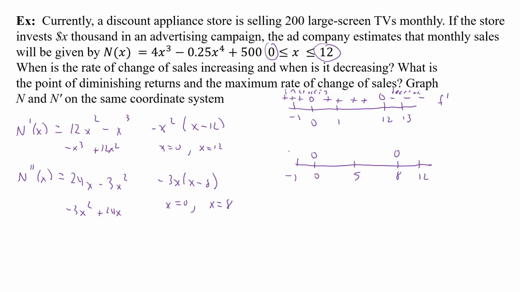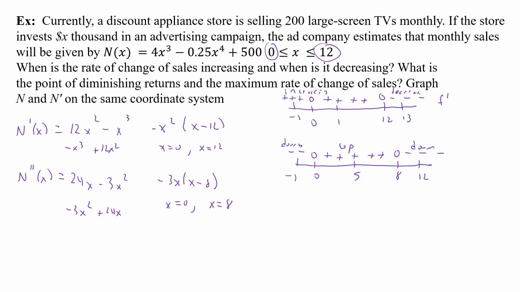Now, if we plug in the negatives, those are going to be negative. If we plug in positives, those will be positives. Now, if we plug in 12, that's going to start going negative. So those are going to go like that. So here we have what? Concave down. Here we have concave up. And here we have concave down again.